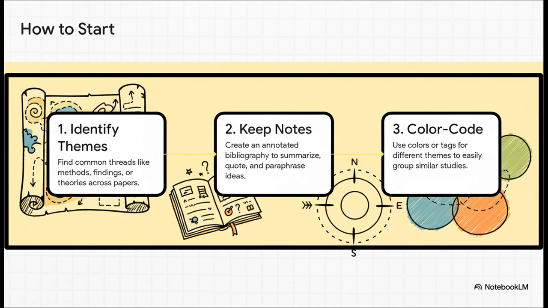Step 2 is all about taking great notes. We're talking about an annotated bibliography. For every single source, jot down the main points, grab some key quotes, and try to put their argument in your own words. And step 3, my favorite tip, color code your notes by theme. I know it sounds super simple, but trust me, it's an absolute lifesaver when you have to start grouping all those ideas together later on.